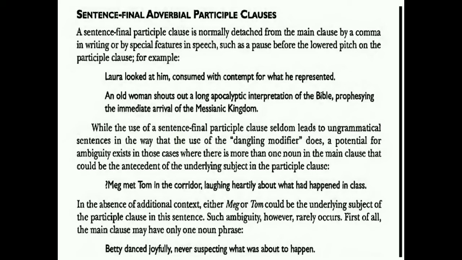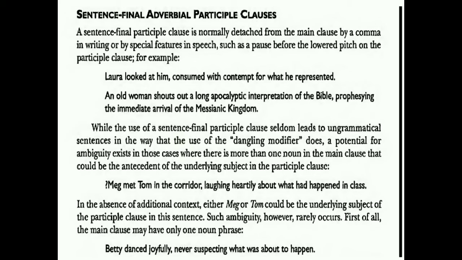Another example, an old woman shouts out a long apocalyptic interpretation of the Bible, prophesying the immediate arrival of the messianic kingdom. While the use of a sentence final participle clause seldom leads to ungrammatical sentences, in the way that the use of the dangling modifier does, a potential for ambiguity exists in those cases where there is more than one noun in the main clause that could be the antecedent of the underlying subject in the participle clause.